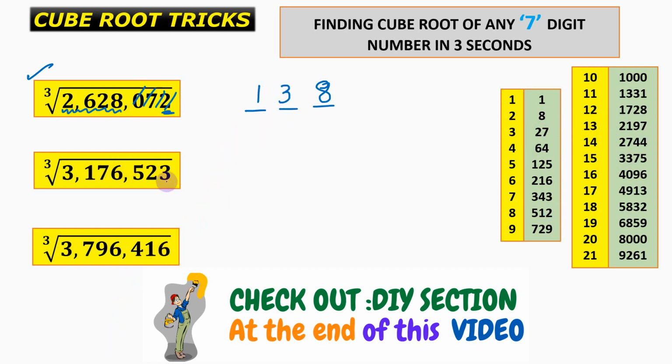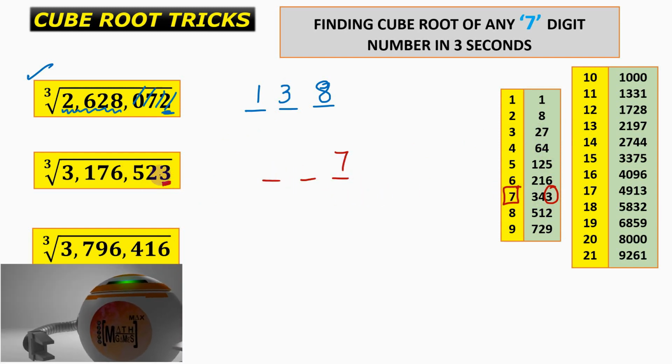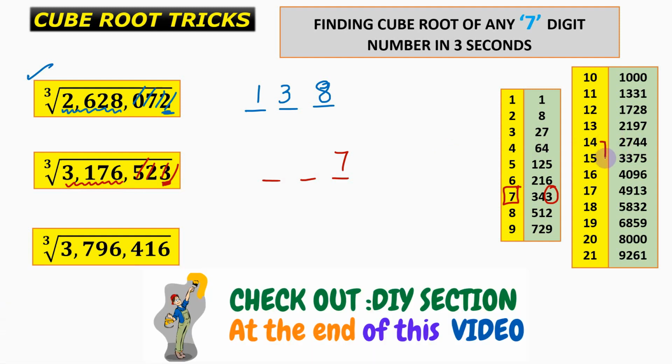Now for the next question, again go for the unit place directly. So the unit place is equal to 3, which implies that the unit place of the cube root is equal to 7. Okay, so we will put a 7 over here. Discard the last 3 digits. We are left with 3176, and 3176 lies between the cube of 14 and the cube of 15. So we will pick the smaller number, that is 14, and hence our answer will be 147.